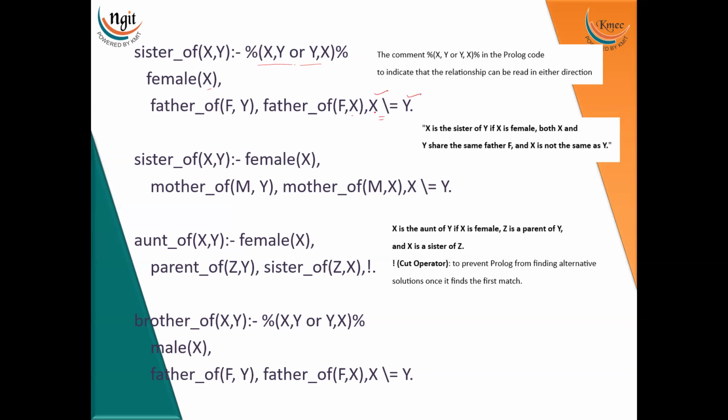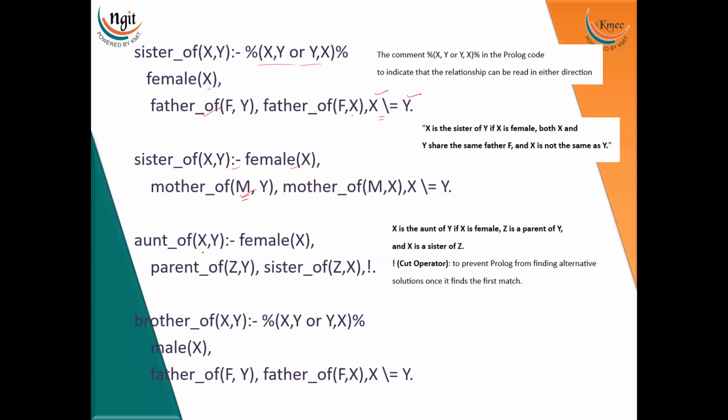So how we are going to give this information to a knowledge base? This representation indicates that X is not the same as Y. Okay, similarly here also, X is a sister of Y. Here female X. M means, here how we said father, here we are talking about the mother. Like both X and Y share the same mother.